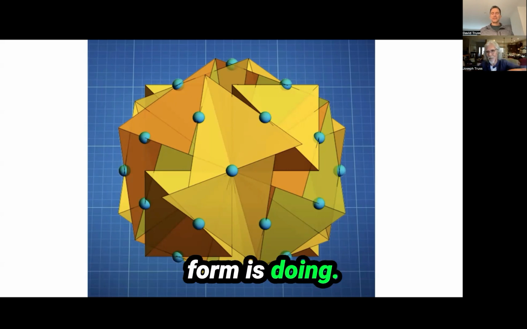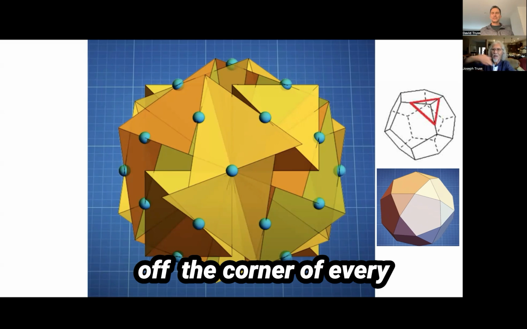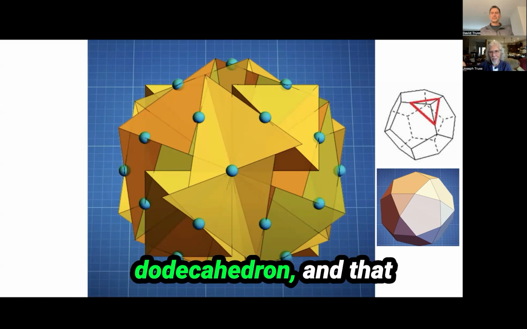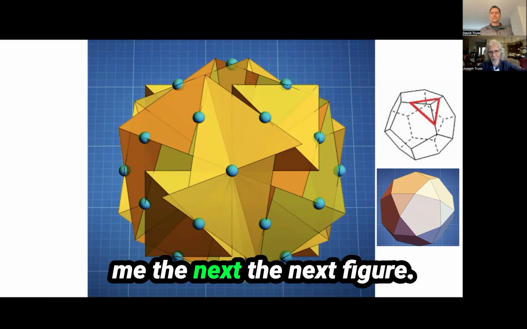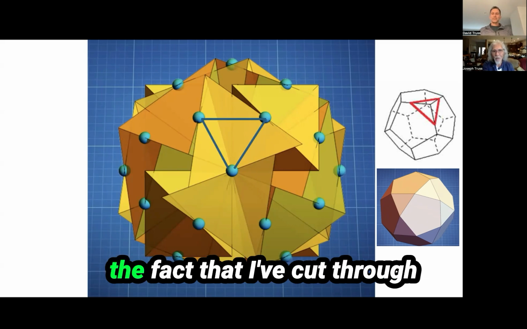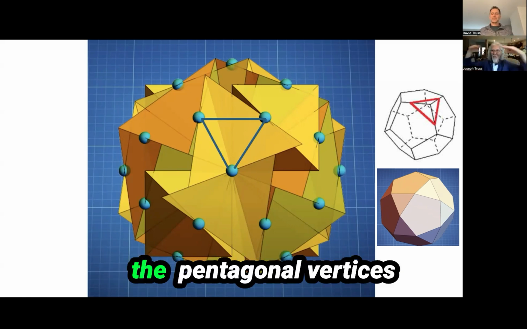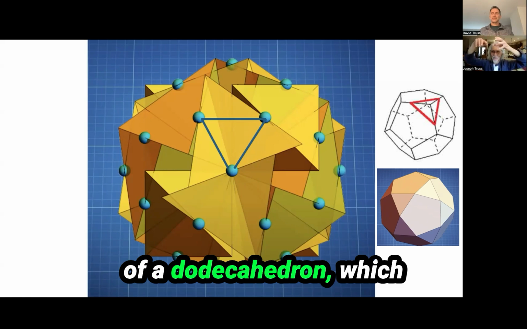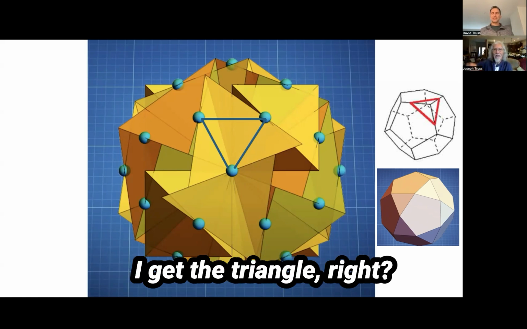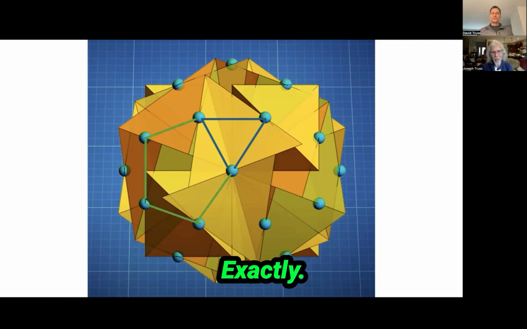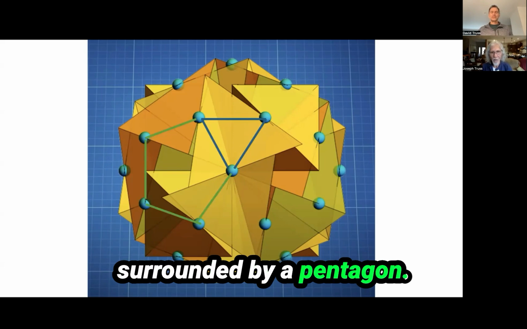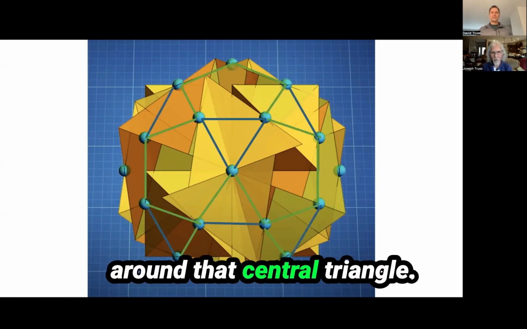This is what this form is doing. This form is basically slicing off the corner of every pentagonal vertex of the dodecahedron, and that creates, now you can show me the next figure. There we go. So this triangle comes out of the fact that I've cut through the pentagonal vertices of a dodecahedron, which come together in 3 lines. And when I cut that through, I get the triangle. Right? And so show the next one. Exactly. So every edge of the triangle is surrounded by a pentagon. So there are 3 pentagons around that central triangle.